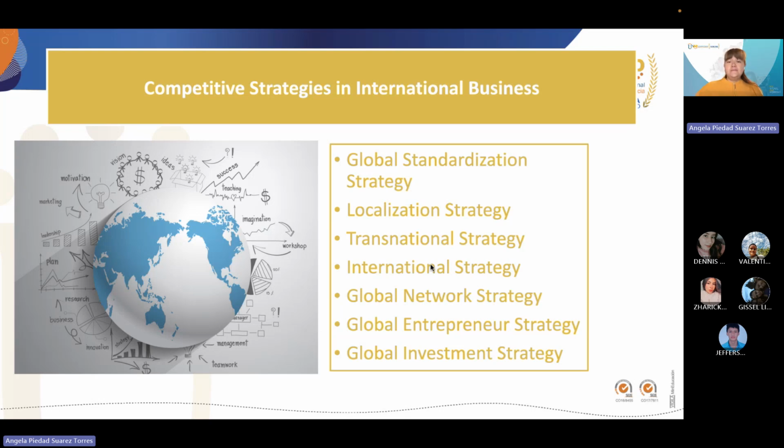Well, third, we're going to talk about the transnational strategy. This strategy combines the benefits of global efficiency with local responsiveness, aiming to balance standardization and customization. It's just like in between the first two. The companies centralize decision making while allowing subsidiaries to adapt to local markets. An example, Coca-Cola, which maintains a global brand but adjusts flavors and marketing strategies based on regional tastes.